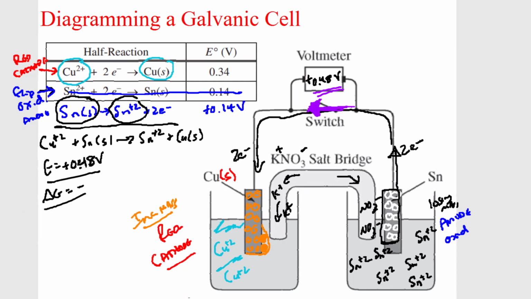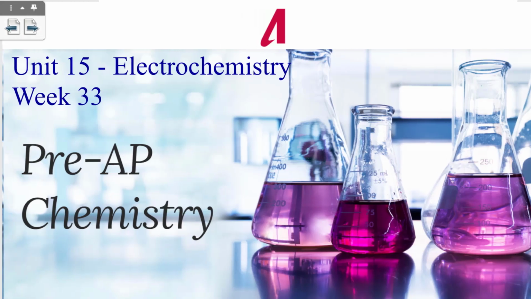So, hope this made sense. This was Unit 15 Electrochemistry. That's the last thing we're going to learn this year in pre-AP Chemistry.